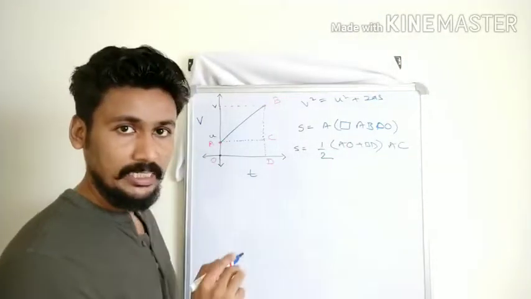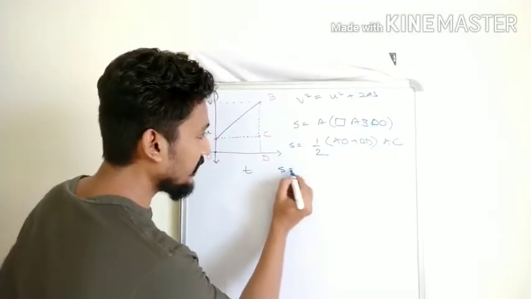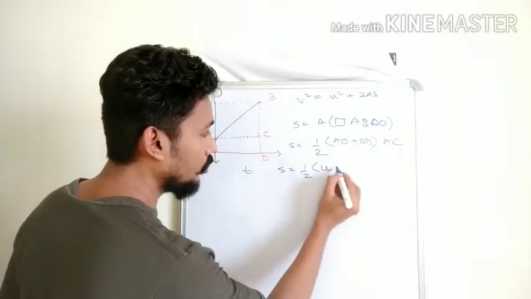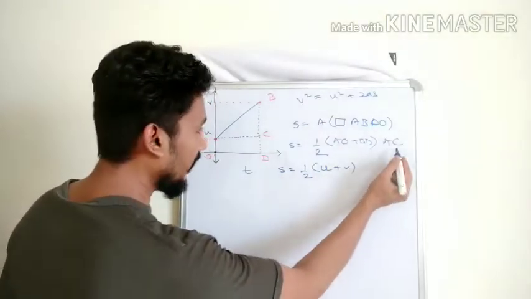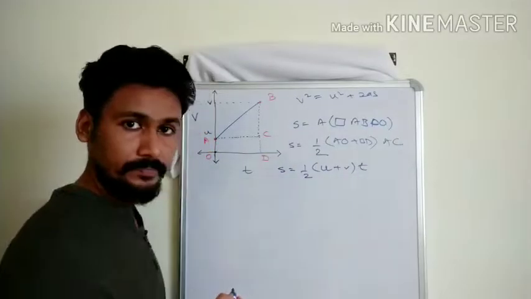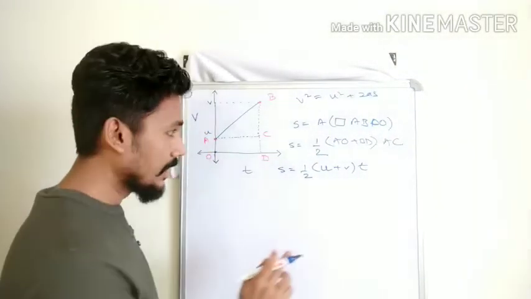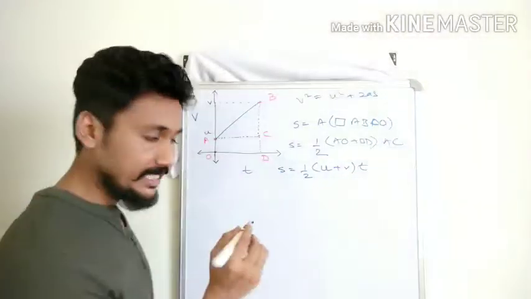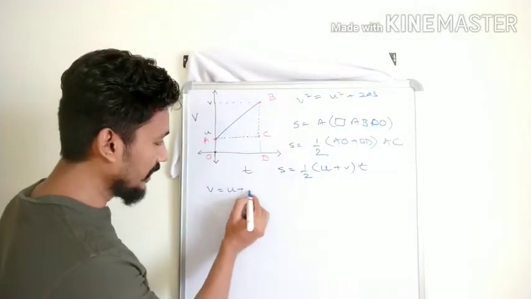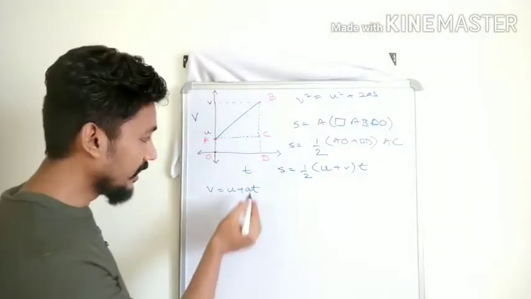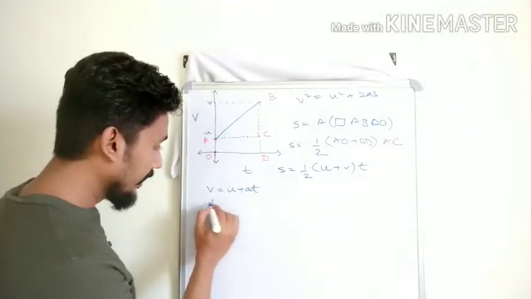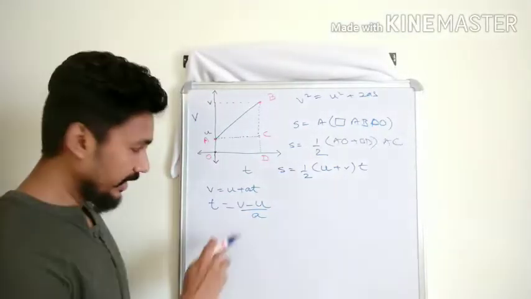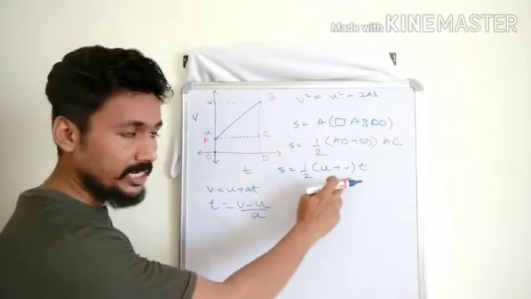Now let us put the substitutions. We will get S is equal to half, as it is, AO plus BD. So this is U plus V into AC. AC is the time. Up to here I hope you are clear. Now there is one substitution we will make in this relation. Look at time. We have already seen that V is equal to U plus AT. This we have derived previously. We can rearrange this to write T is equal to V minus U upon A. We can write time like this, and this we will substitute in our equation.